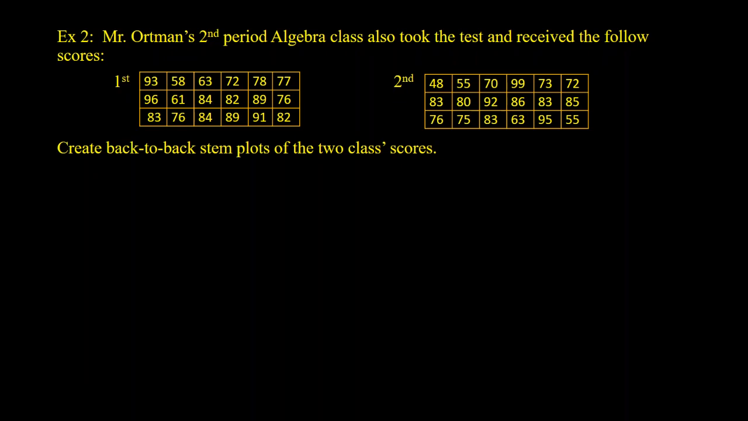So we're going to start by deciding the stem again. Now for second period, I go from 48 to 99. So we need to get into the 40s a little bit. Let's just count by tens in this case instead of fives like the first example. So the stem will be 40s, 50s, 60s, 70s, and 80s.